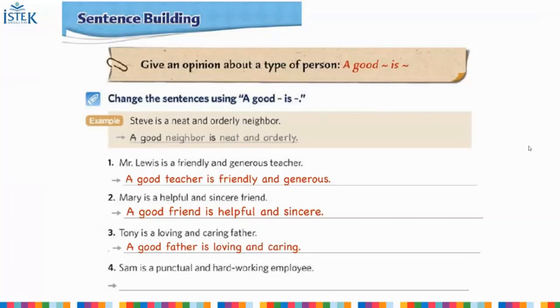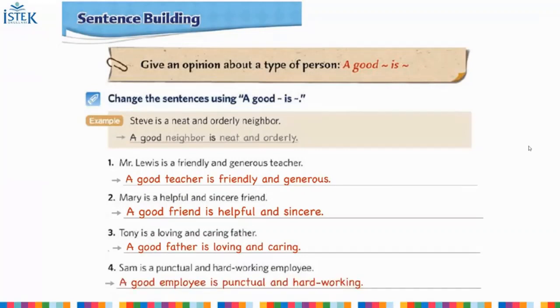And the last sentence in this exercise, Sam is a punctual and hardworking employee. Punctual and hardworking, 2 adjectives of our sentence. And here is the answer. A good employee is punctual and hardworking. You can think of some more examples.